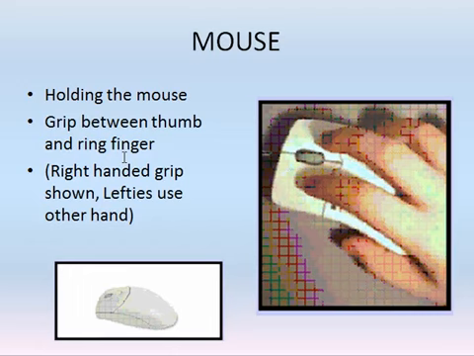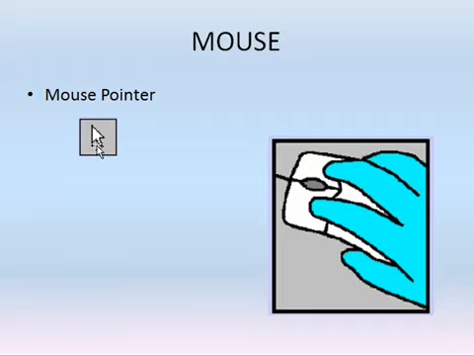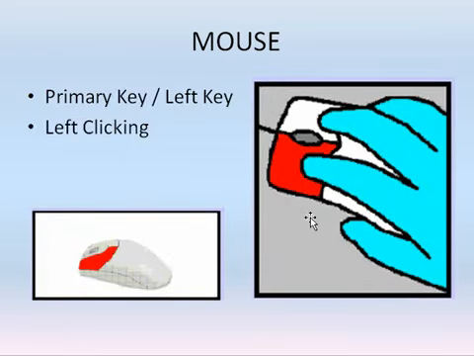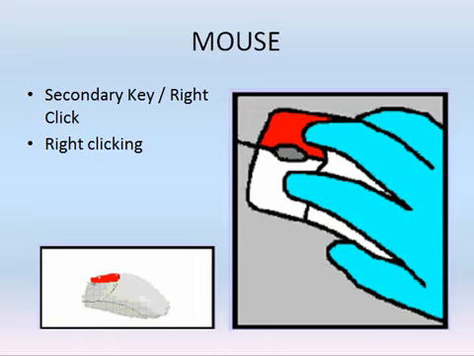Now, how do we hold a mouse? We have to hold it in a grip between our thumb and ring finger. We have to place our index finger on the left button and the middle finger on the right button. This is how the mouse pointer looks. The left key is the primary key, and when we click that button, it is called left clicking. Similarly, we have the secondary key, that is the right click, and if we press that button, it is called right clicking.